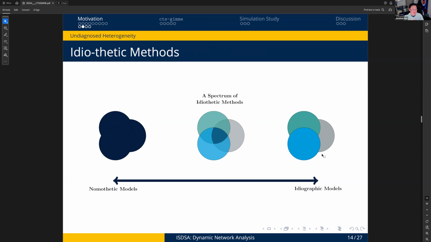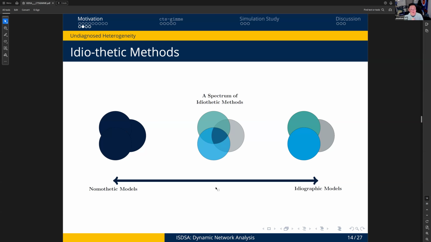I like to think about this in terms of an idiothetic spectrum of methods. On one end, we have idiographic methods. On another end, we have nomothetic methods. Idiothetic was coined by, I think, Allport in 1937 for personality research, but I am stealing it now and we're using it for methods.